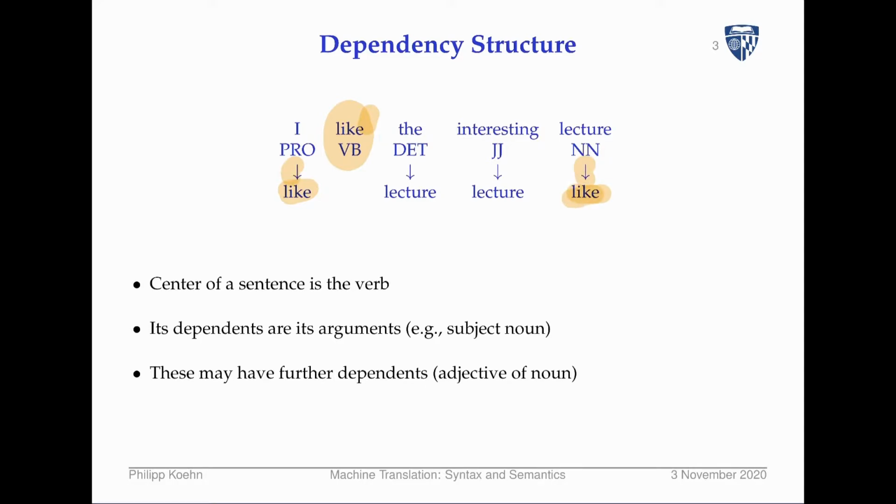So this is the subject pronoun here. And this is what we could call the head noun of the noun phrase of the object. So that leaves us with this structure here, which is a noun phrase. We now in dependency structure don't call things noun phrases, but it still kind of is visible because the other words here do point to the word lecture.